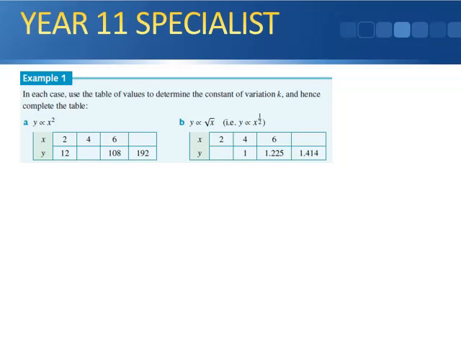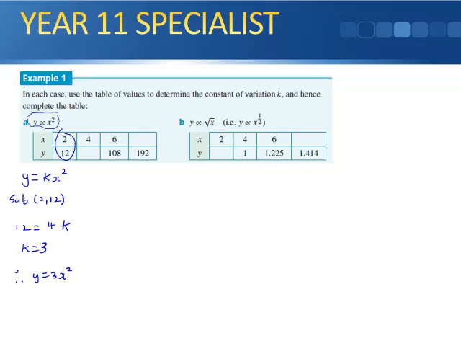Example 1. It says in each case use the table of values to determine the constant of variation k and hence complete the table. So it gives us the rule for part A, y is proportional to x squared. So if I was to work that out as an equation, I get y equals kx squared. And I know when x is 2, y is 12. So substituting 2 and 12 in will give me 12 equals 2 squared is 4, 4k, therefore k equals 3. And therefore my rule, if they ask me for my rule, is actually y equals 3x squared.